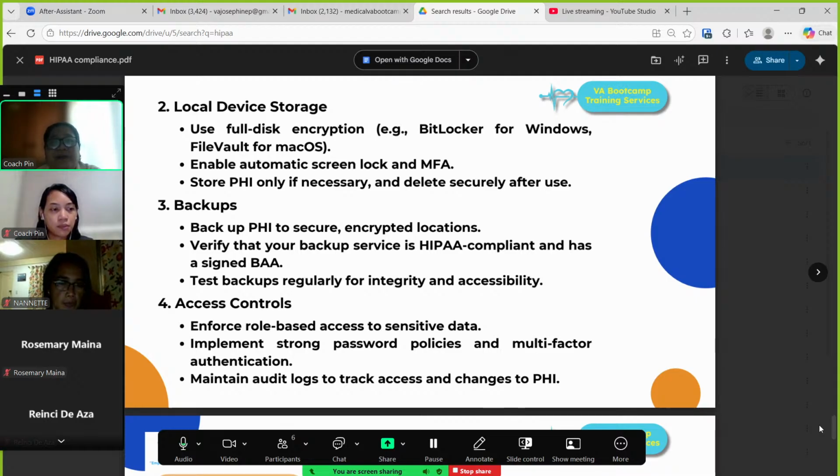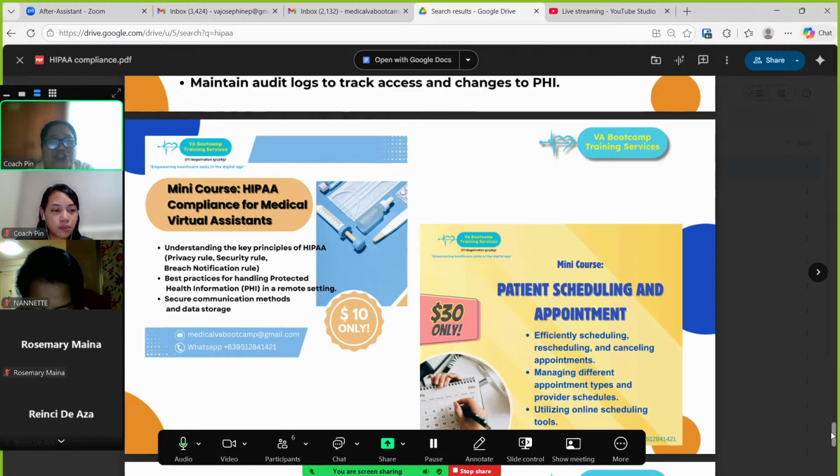For backup, you can always use HIPAA compliant services, sign a BAA, and test backups for integrity and accessibility. Then for access controls, you have to enforce role-based access to sensitive data, and implement strong password policies and multi-factor authentication. You also have to maintain audit logs to track access and changes to PHI.